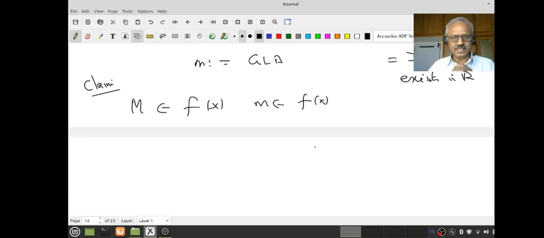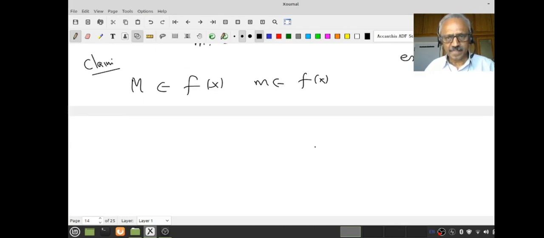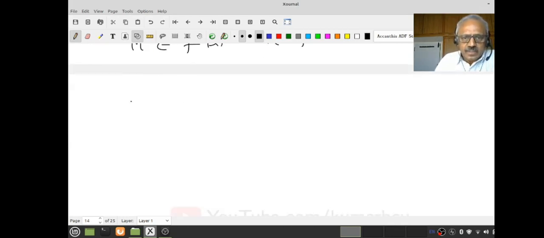That means there exists an x1 so that f(x1) equals capital M. There is an x2 in capital X so that f(x2) equals little m. Do you understand that? Yeah? Okay. So let us take a digression. This is actually something about the real number system now. Suppose A, a subset of R, is closed and bounded, non-empty of course.